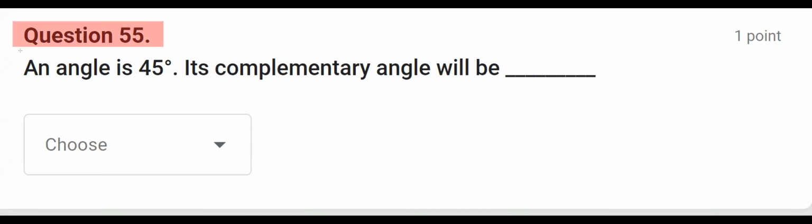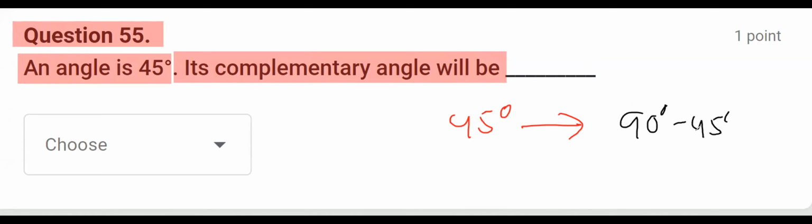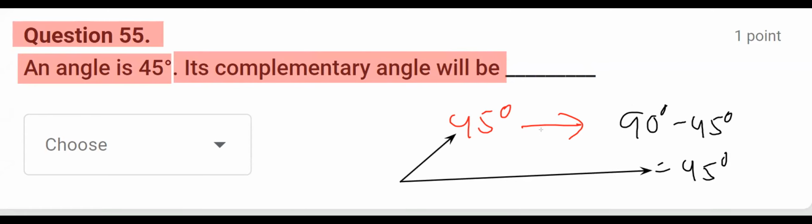In question number 55, it says an angle is equal to its complement. The complement of an angle is calculated by subtracting the angle from 90. Take the angle as 45 degrees. Its complement is calculated by subtracting this angle from 90 degrees. So 90 minus 45 comes out to be 45. So 45 degrees is an angle which is equal to its complement. The angle is 45 degrees and its complement is also 45 degrees.